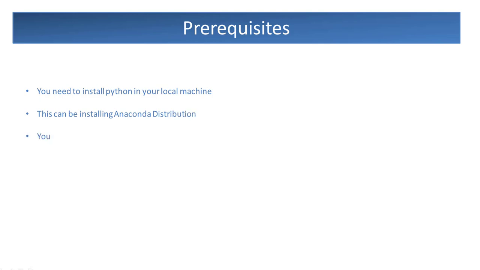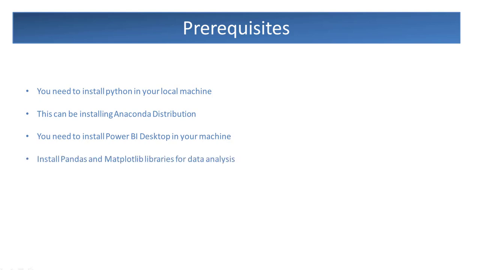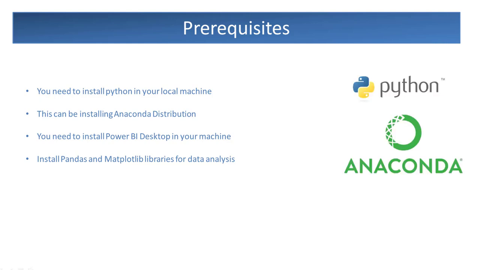Now we will see the prerequisites to run Python in Power BI. To run Python script in Power BI, you need to have Python in your system. This can be done by installing Anaconda, which is a distribution of Python. It includes not only Python but many libraries like Pandas, NumPy, Matplotlib, and you can also create virtual environments with the help of Anaconda. So Pandas and Matplotlib libraries are very important for data analysis, and then you need to have Power BI Desktop in your machine.